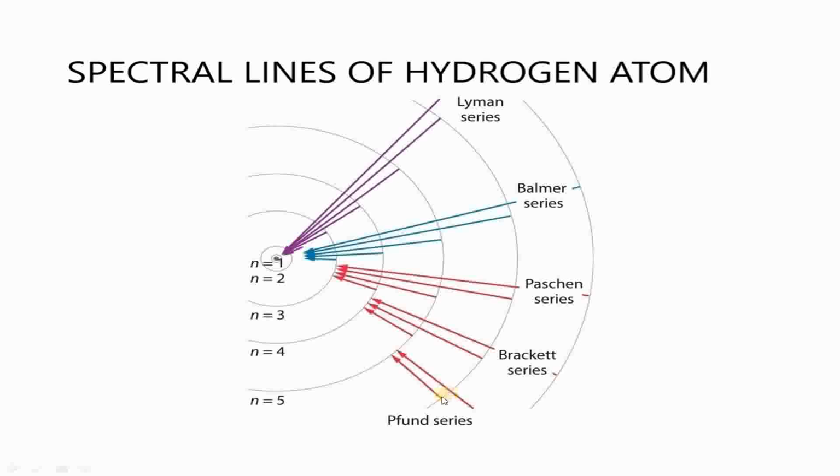And the next series we call the Pfund series. Here electronic transition takes place from n greater than or equal to 6 to n is equal to 5. Whatever series of photons appear, they are called the Pfund series. The Pfund series belongs to the far infrared region of the electromagnetic spectrum.